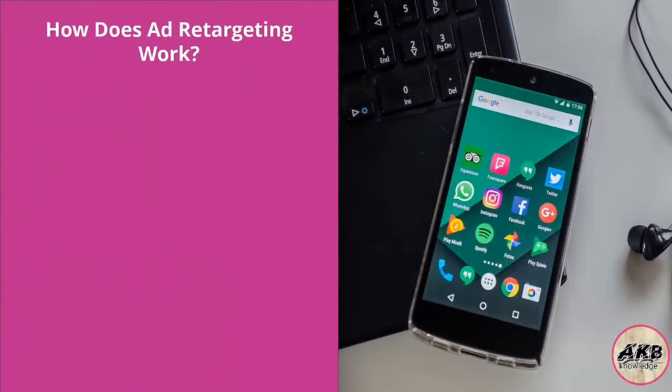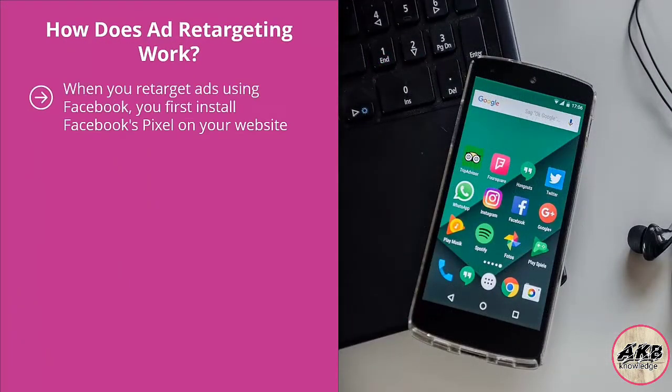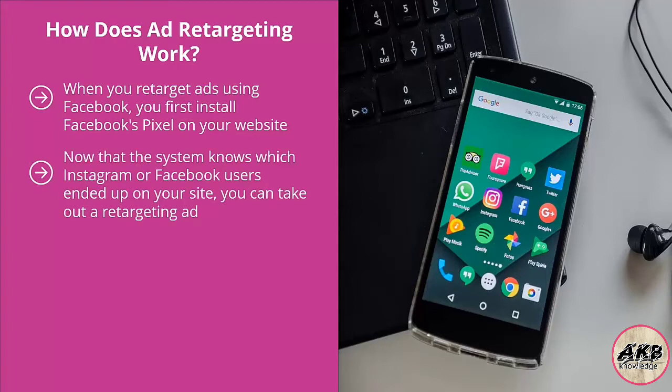How does ad retargeting work? When you retarget ads using Facebook, you first install Facebook's pixel on your website. You then go about promoting on Facebook and Instagram. And when people find themselves on your site after clicking on a profile link, the pixel keeps track of where they landed. Now that the system knows which Instagram or Facebook users ended up on your site, you can take out a retargeting ad. This ad can promote a deeper page, or it can promote your mailing list directly.